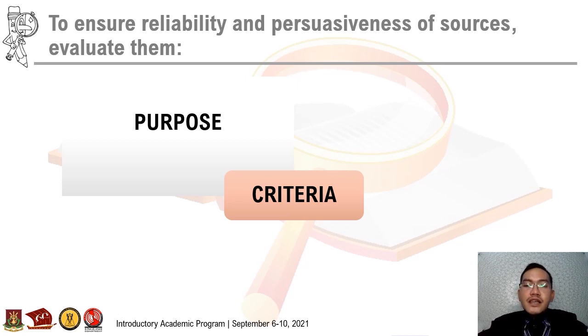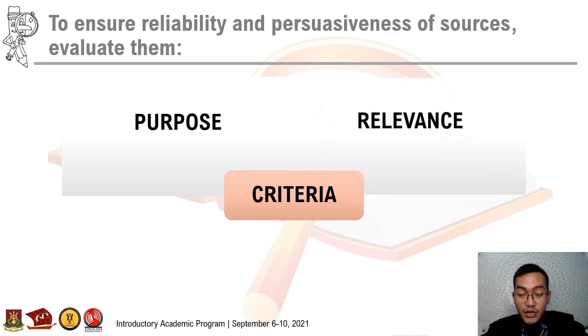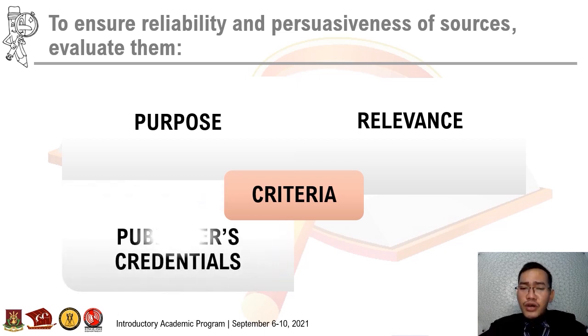Next is relevance. How closely related is the source to the topic you are pursuing? You have to make sure that your sources are related to your present study. Next is publisher's credentials. What do you know about the publisher of the source you are using? So the publisher also adds to the credibility of the source, because may mga publishers na hindi reliable, no? So publishers like, for example, Sage, McGraw-Hill, Pearson Education. So these are established publishers, or Wiley Blackwell.